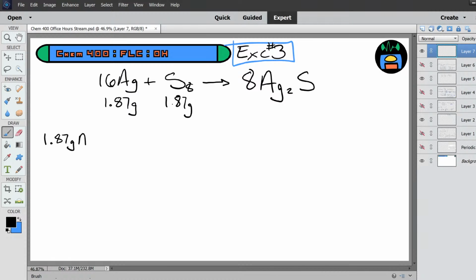1.87 grams of silver. So first, we need to convert this to moles, and to do so, we take the atomic mass of silver, which is 196 point something. Oh, sorry, no, it's not. That's gold. Silver's 107.